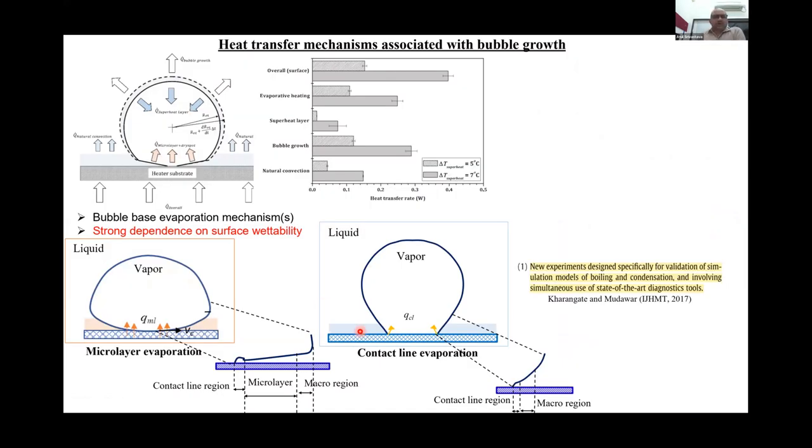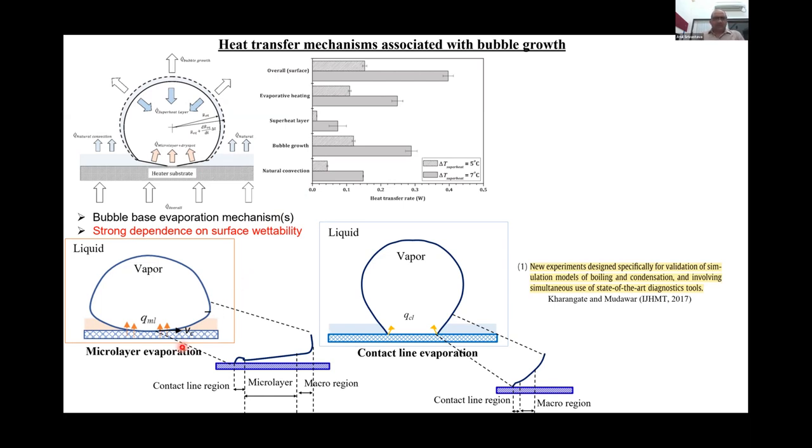Just to emphasize this point regarding the complexity in nucleate boiling phenomena, here is a schematic which shows the representation of a growing vapor bubble. The various modes of heat transfer associated with this phenomenon have been pictorially indicated. This includes natural convection, heat transfer over the superheat layer that surrounds the vapor bubble, and then the evaporative flux as well. Through some of our initial works, we have been able to partition these various modes of heat transfer, the various sub-processes that contribute towards bubble growth and the effective dissipation of high heat fluxes. Now, when it comes to the bubble-based evaporation mechanism, there is a strong dependence on the surface wettability.